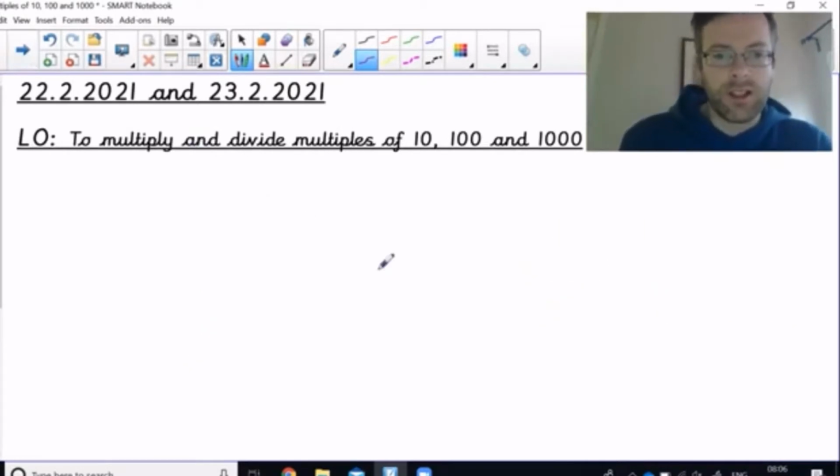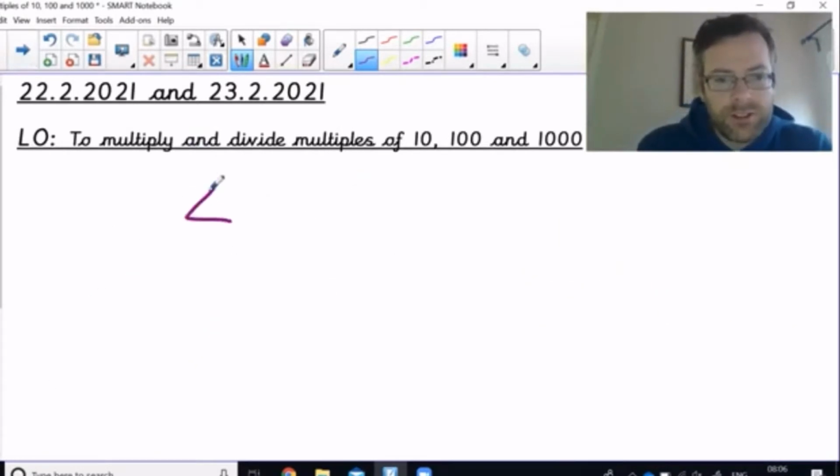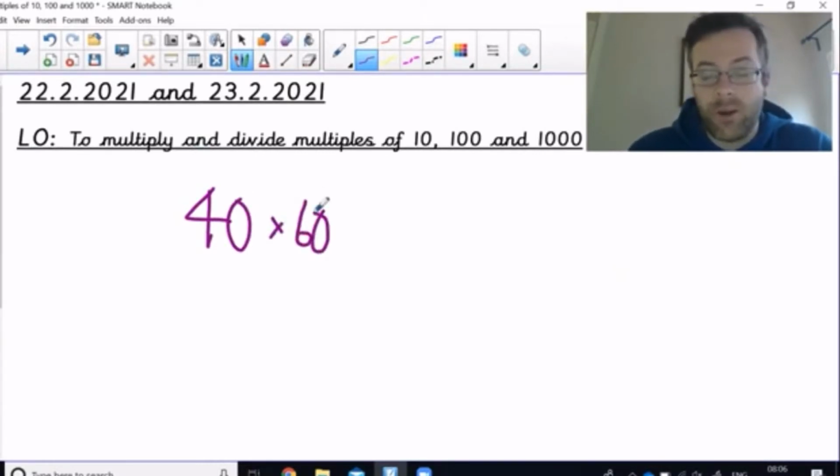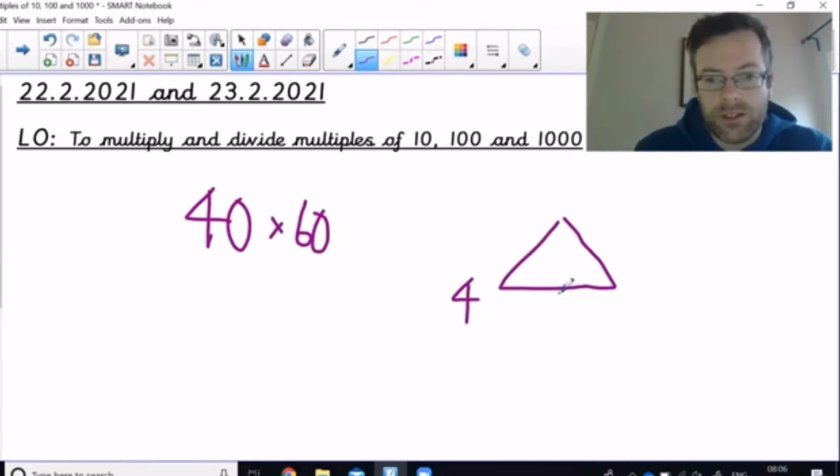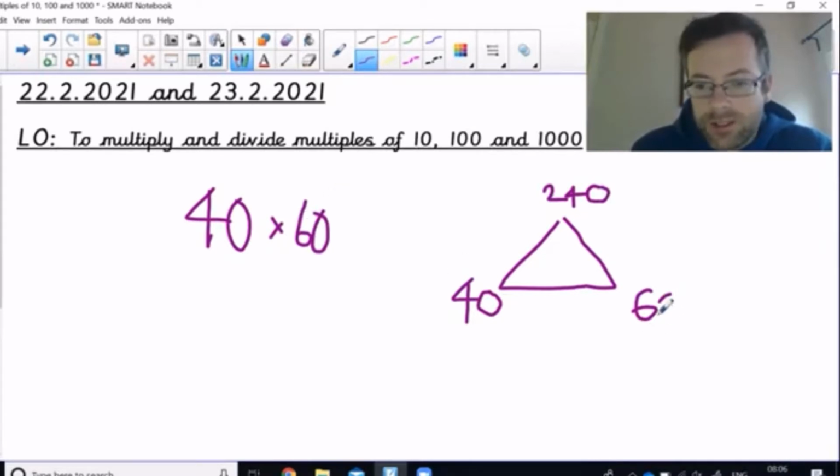Let's say we've got something like 40 times by 60. Now I can see an easier question in that. I can see 4 times 6. So I set up my multiplication triangle and I do 4 times 6, and that's 24. Again, this times this equals this. But it's not a 4, it's a 40. So I times that by 10, and because I times this by 10, I must times this by 10. And then that's not a 6, it's a 60. So because I times this by 10, I must again times my answer by 10. So my answer is 2400.